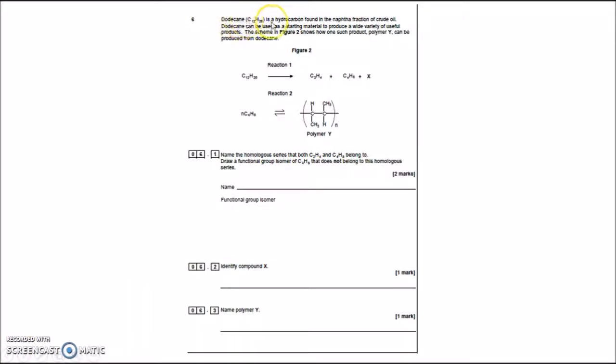Question number 6. Dodecane is a hydrocarbon found in the naphtha fraction of crude oil. Dodecane can be used as starting material to produce a wide variety of useful products. The scheme in figure 2 shows how one product, polymer Y, can be produced from dodecane. So I've got dodecane making these 2 chemicals here, and then an unknown one here, but this C4H8, n number of them, not sure how many, n just represents a number of them joining together in this polymer.